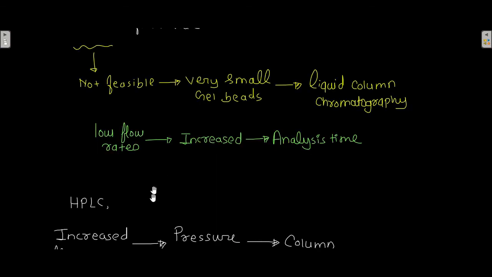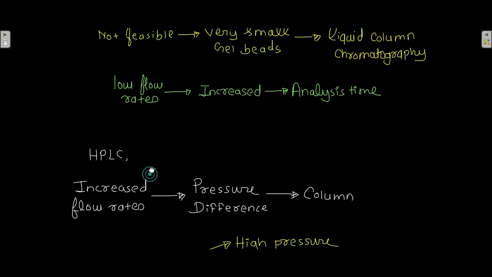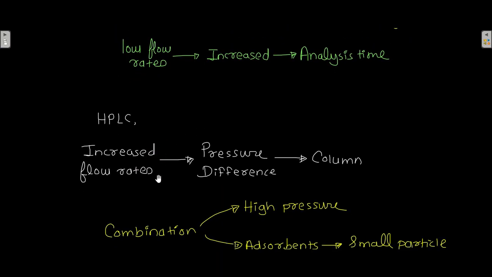So in HPLC, what we do is use a pump to pump the mobile phase through the column, and that is the reason why the flow rate increases. In HPLC, the increased flow rates are achieved by applying pressure differences across the column. You use a pump, and that is how you increase pressure and flow rate. That is why in HPLC you can use adsorbents whose particle size is smaller.